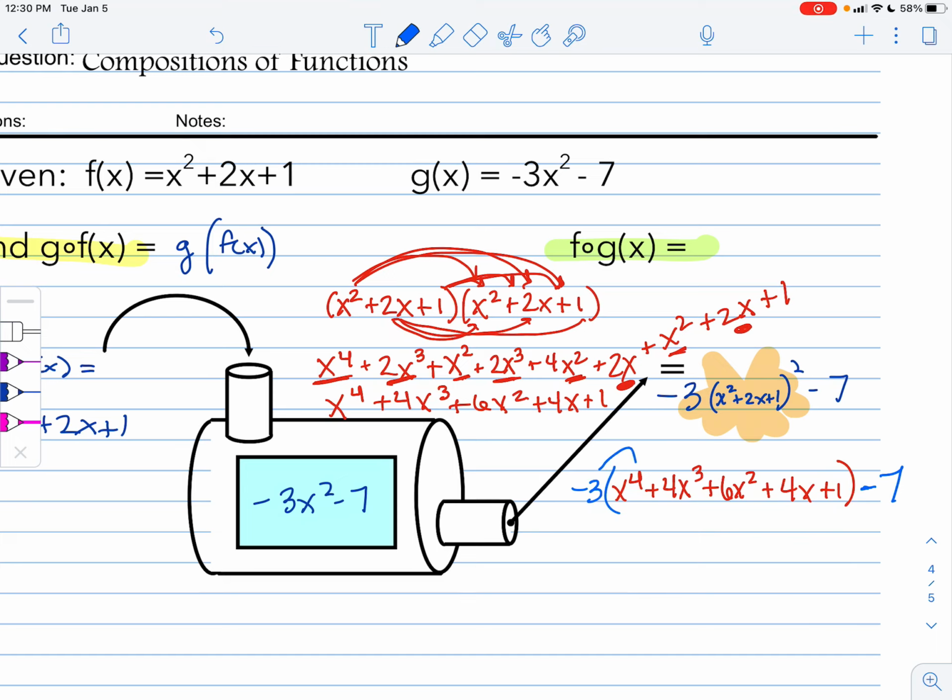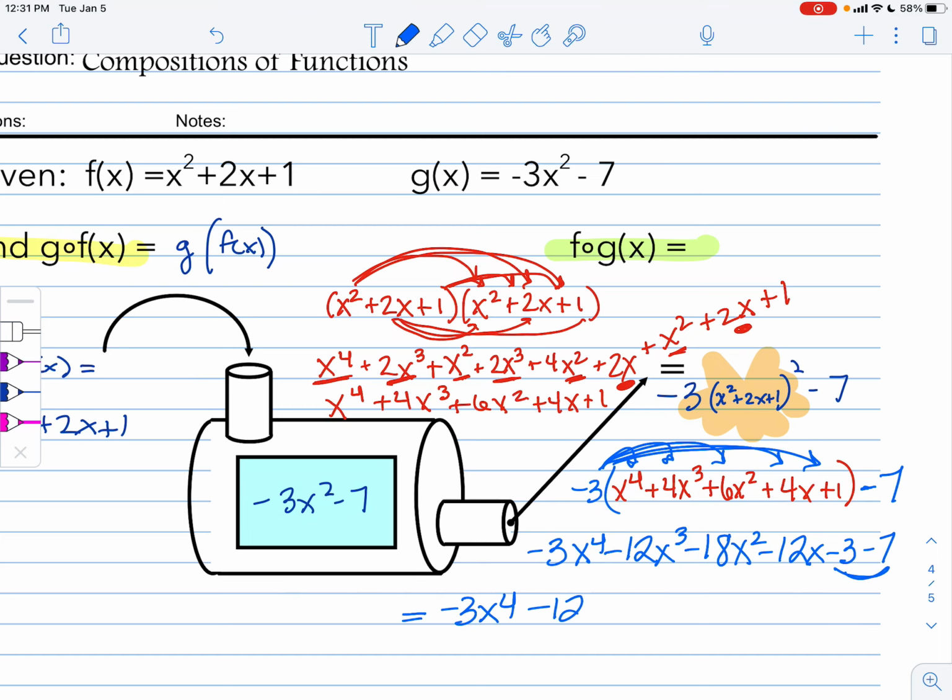So now, and only now, I can distribute. Negative 3x to the 4th minus 12x cubed minus 18x squared minus 12x minus 3 minus 7. And now the only thing I need to combine are these. So my final answer for g of f of x is this.